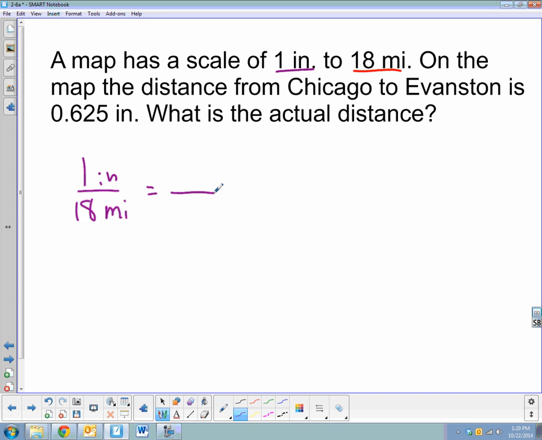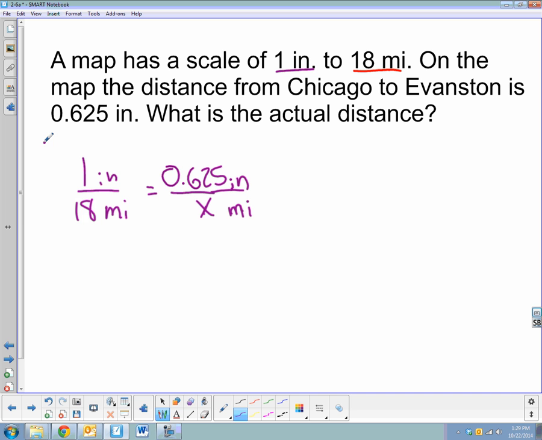Now, I want things to match up and line up and look pretty. So I'm going to put those inches in the same spot as the other inches. You'll notice that the inches were in the numerator for my initial ratio, 1 inch, and they're in the numerator for my second ratio, 0.625 inches. So inches matches with inches. It makes sense that the inches go on top. Miles go on the bottom. Miles are in the denominator. And I want to know how many miles that is in real life.